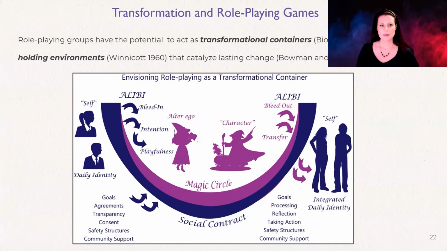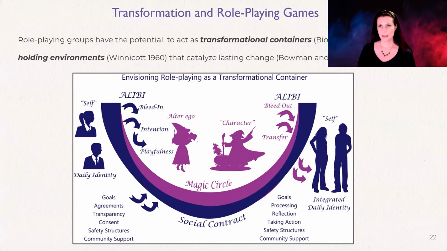Outside of the game, people come in with goals, agreements, transparency, consent, safety structures, and community support, which gives them enough alibi to bleed in their intentions, their playfulness, and all of these goals into this magic circle of play. So all of these agreements are part of this social contract. And every time we play a role-playing game, we have some form of social contract.